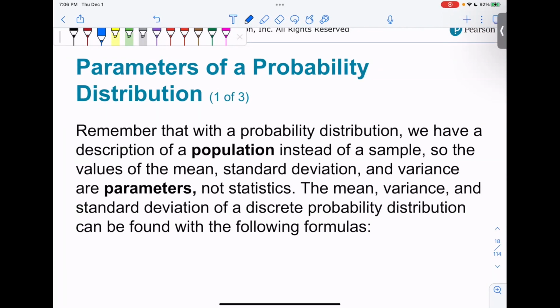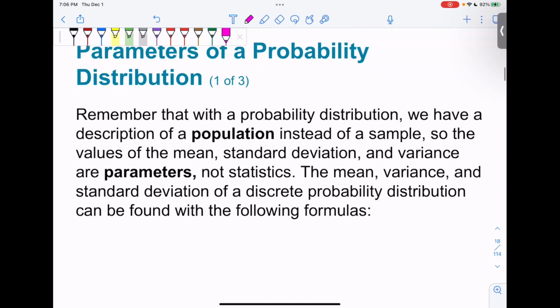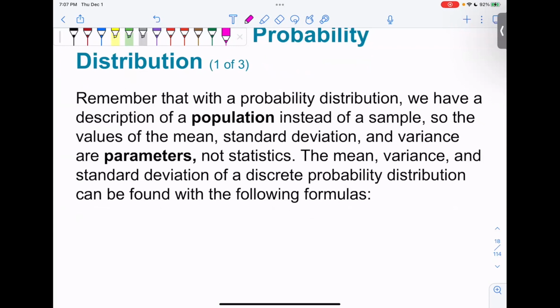Okay, so now parameters of probability distributions. Do you remember we said any value we calculated from a population, we call it a parameter, right? And any value we calculated from a sample, we call it a statistic, right? And usually the parameter is constant and unknown, and the statistic is known and variable.